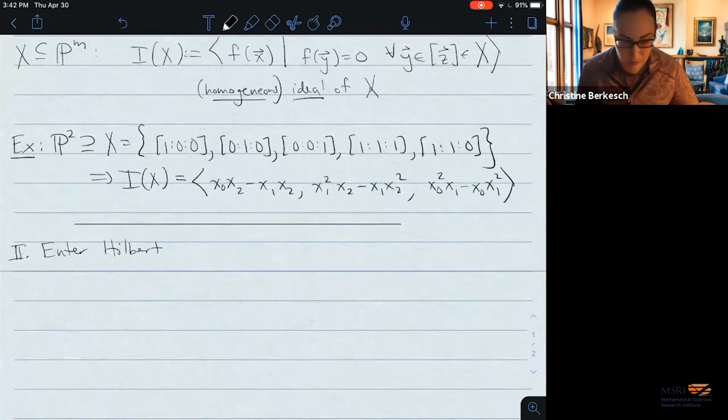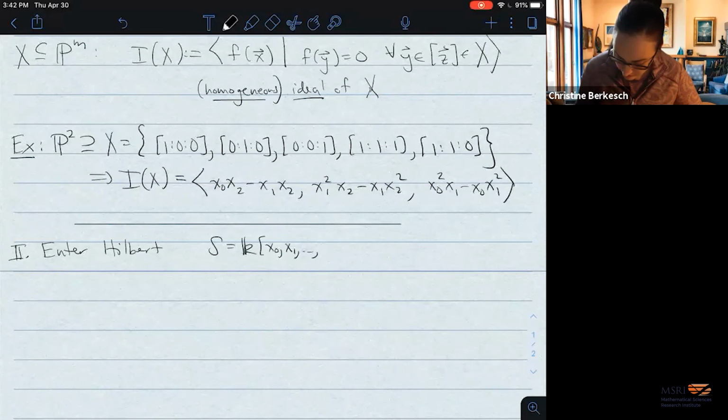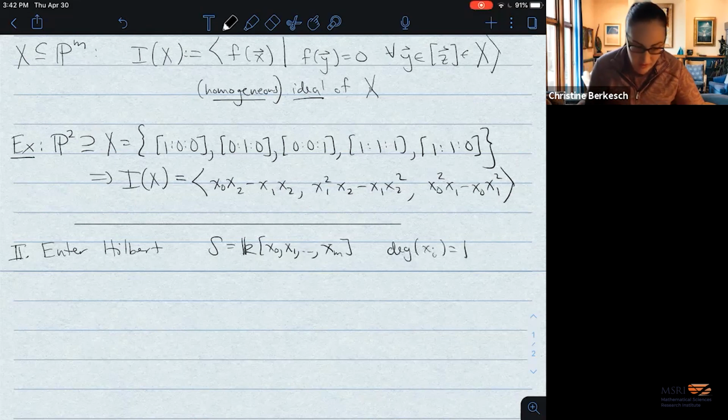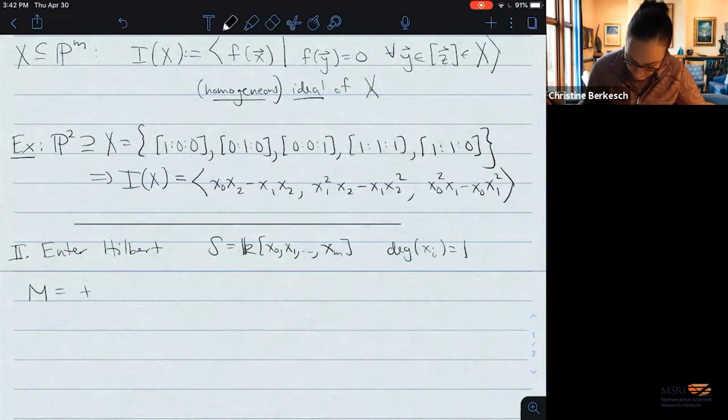So looking at my polynomial ring, let me fix my notation here. I'm viewing it now as a standard graded polynomial ring, so the degree of every variable is 1. And in this whole section, I'll be given a standard graded module. So I have some module that has a direct sum decomposition. So this is a finitely generated graded S module.